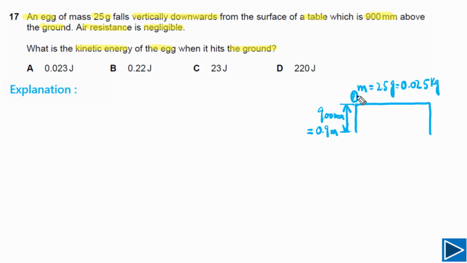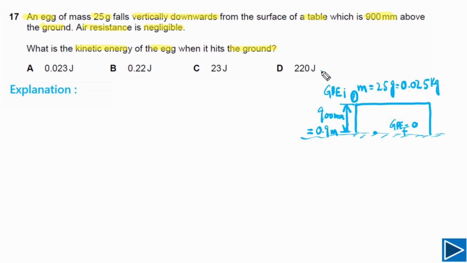Now let's try to understand what kind of energy it has at this point. It has GPE, gravitational potential energy, at this point, and we have to set a reference line. Let's say at the ground the gravitational potential energy is equal to 0. So this is GPE at the ground, equal to 0. We can say this is GPE initial, and this is the final one.